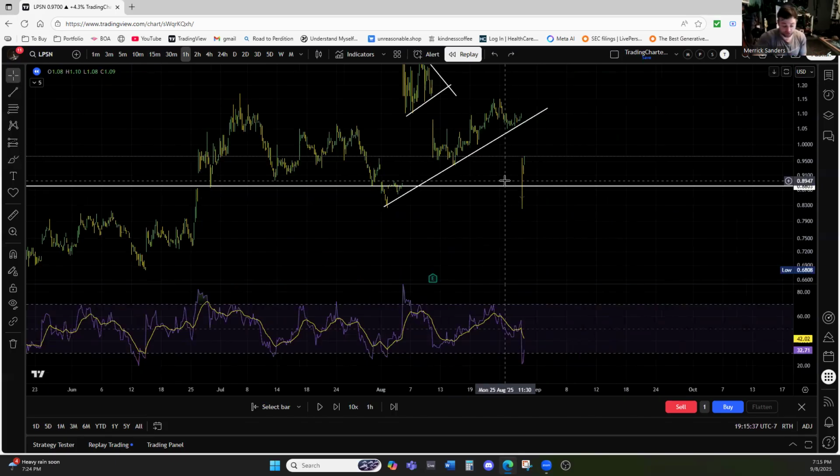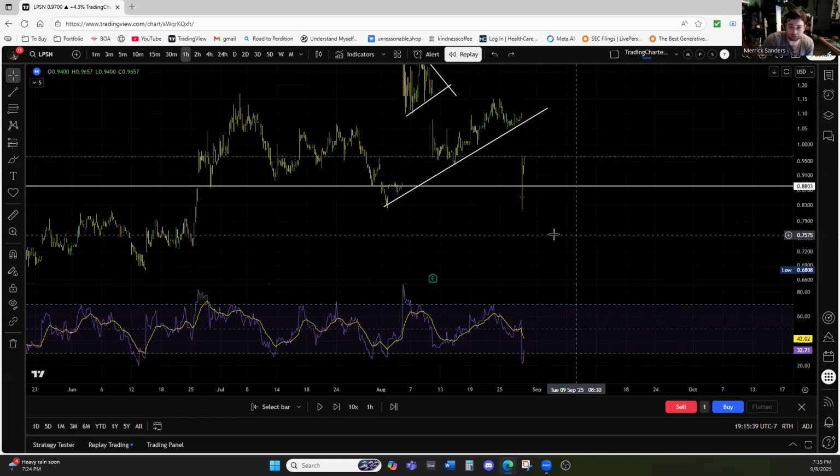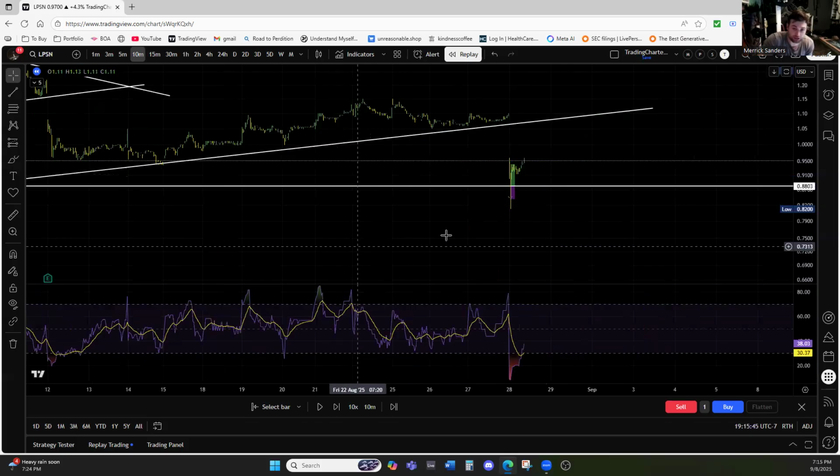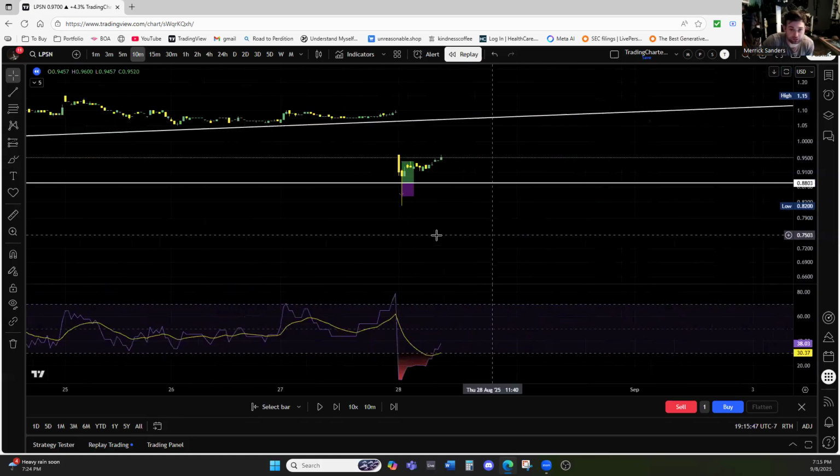So I just had an order set to accumulate some shares there. My order was set at 88 cents. I took an exit at 94 cents. It was almost a 7% gain, and it lasted about 35 minutes, the trade.